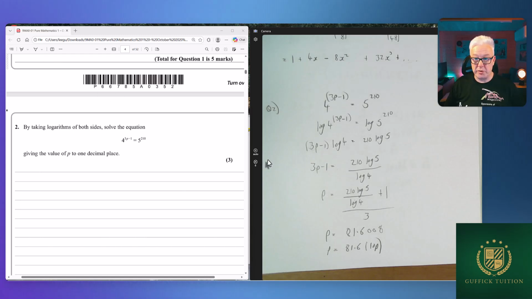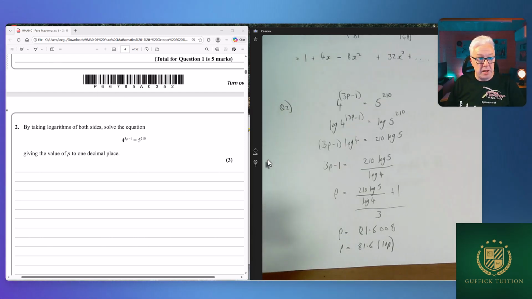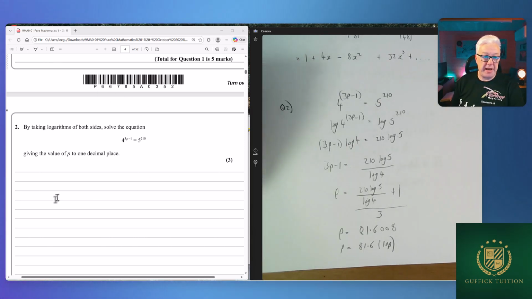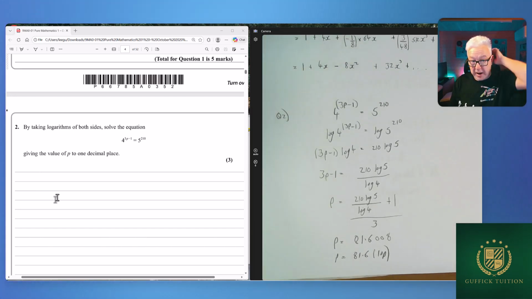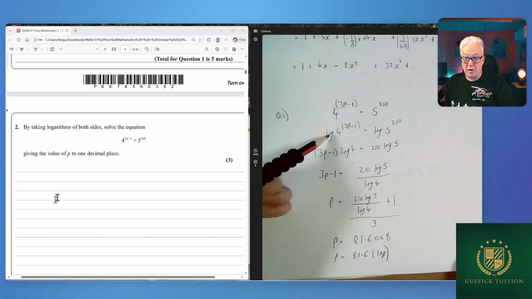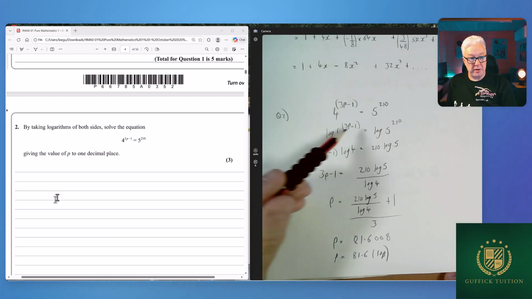Hello everyone, question 2 here, a logarithm question, suitable for both A2 and AS. By taking logarithms of both sides, solve the equation 4 to the power of 3p minus 1 equals 5 to the 210. So I've just basically taken logs of both sides.